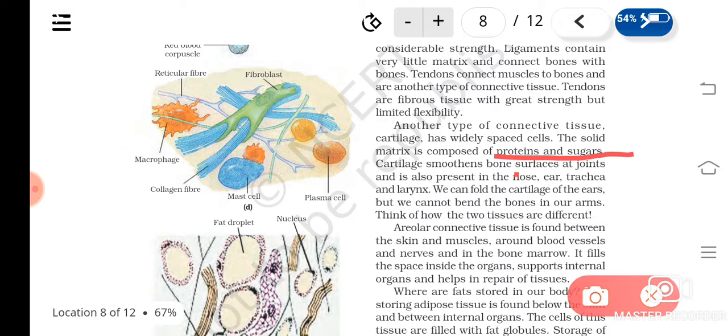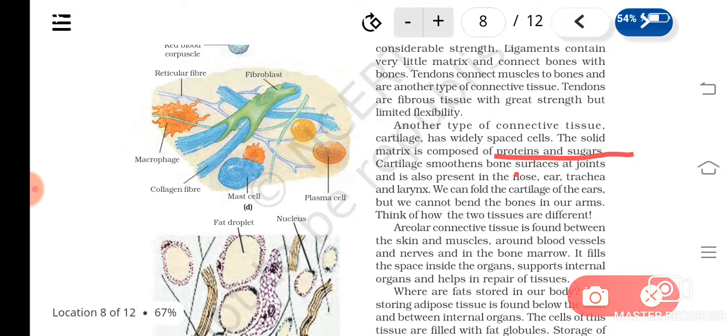You can see cartilage at the surfaces of bones at joints. Then in the nose, ear, trachea, larynx, all these have cartilage. Cartilage is not as hard as bone. So we can just bend the cartilage, not bones. That's why we can bend the earlobes.